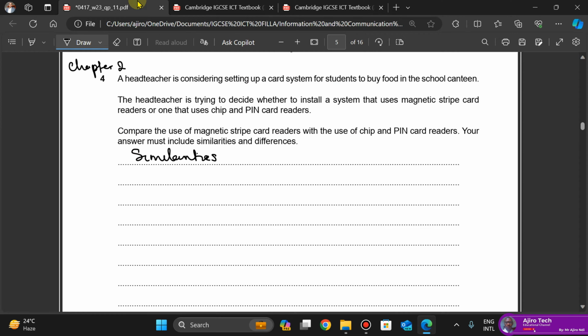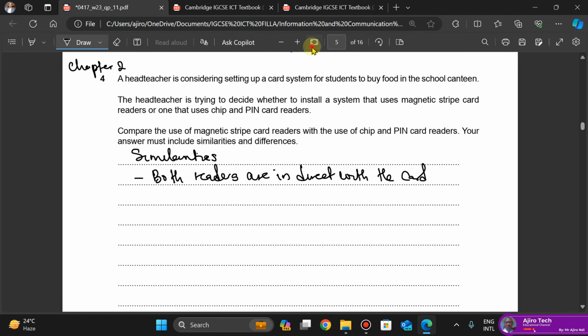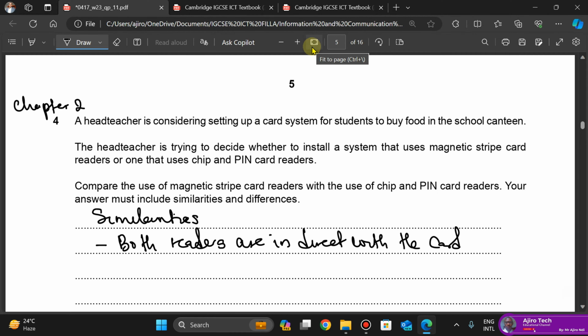So similarities, both of them use direct contact with the card. There's always going to be direct contact. You have to either swipe it in or slot it in. So we're talking about the readers, the ones used to read these cards. Both readers are in direct contact with the card.